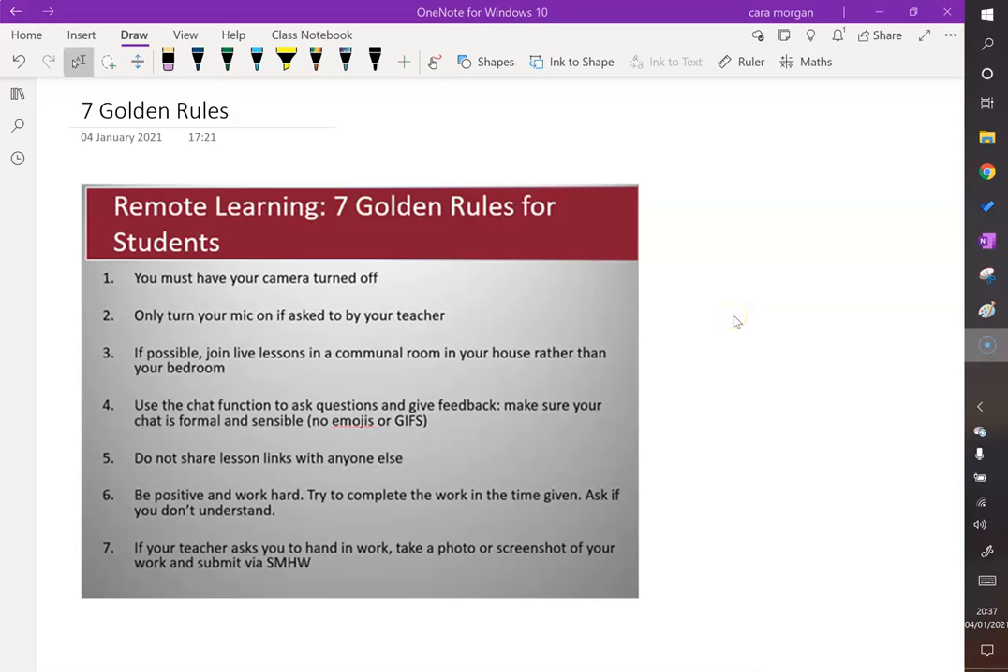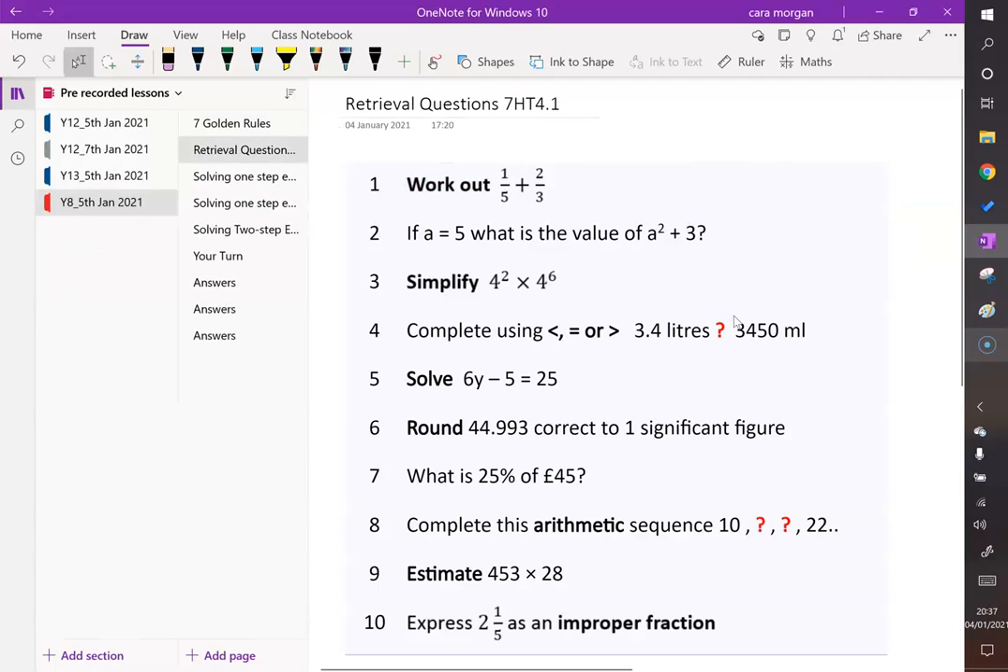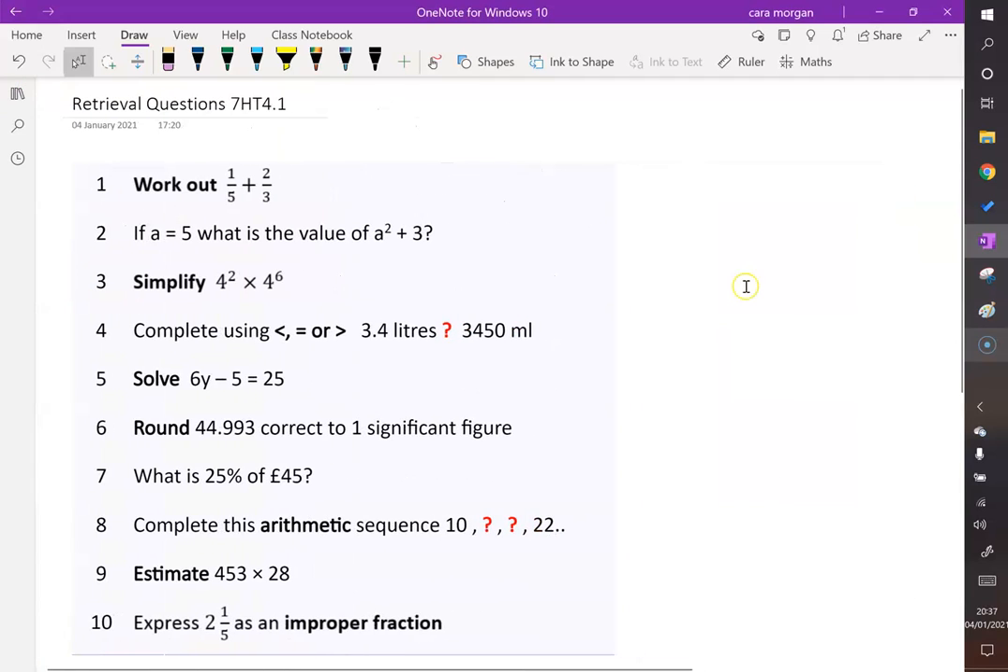I'm just going to set you some questions to get started, and you have 10 retrieval questions here. If you'd like to give yourselves 10 minutes, you can if you wish to. Just press pause, and then when you finish the questions, I'll go through my answers and you can mark your work.